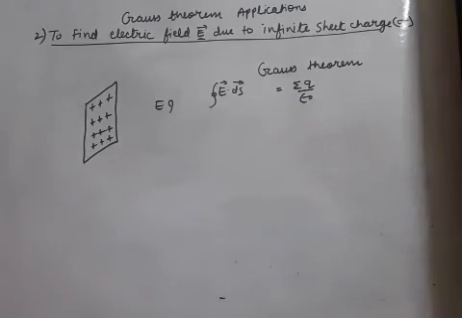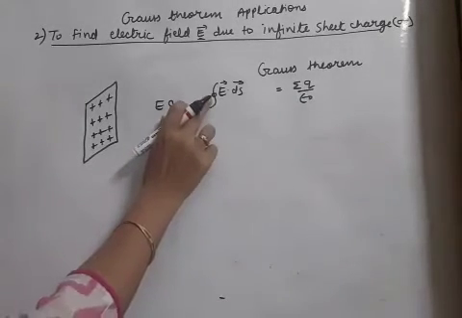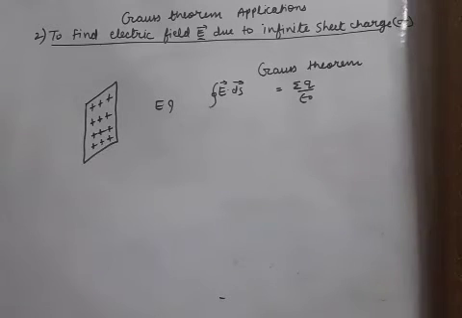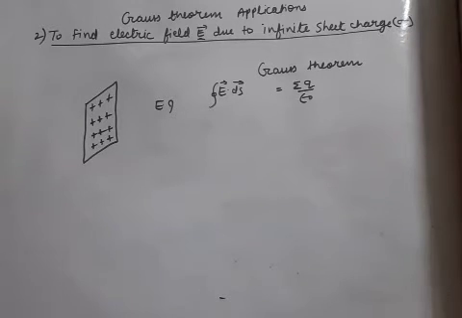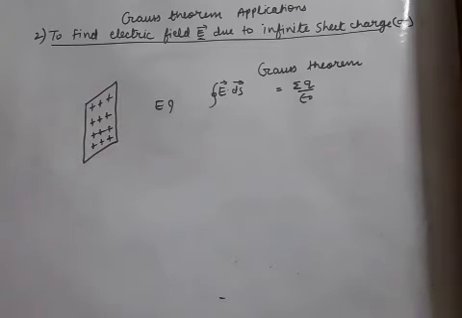upon epsilon 0. Now before applying the Gauss theorem, the condition is that the charge should be enclosed. It should be surrounded by some surface. So we always draw an imaginary Gaussian surface around the charge to enclose the charge. Now this sheet may be infinite or finite, so we cannot enclose the whole charge, but at least a part of the sheet we can enclose.